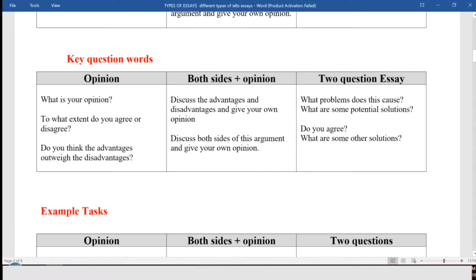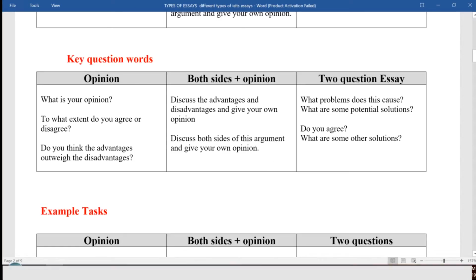So if we back up to the sample question earlier, if it's about increasing usage of computers in classrooms, what are the advantages of this? What are the disadvantages of this? And then what's your opinion? Do you think the advantages outweigh the disadvantages, or do you think that the drawbacks are stronger? So essentially three requirements: advantages, disadvantages, your own opinion.